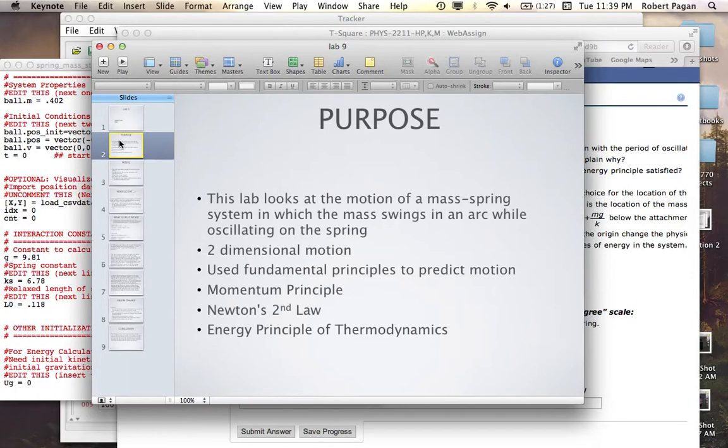So in this experiment, we looked at the motion of a mass spring system where the mass swings in an arc while it's also oscillating on the spring.